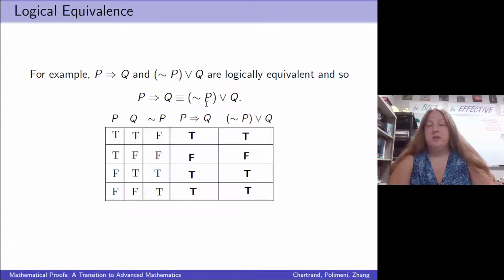And then I'm going to need a not P or Q column, so the other side of this equivalence. Here I have a disjunction, and disjunctions are only false when both statements are false. So I'm only looking for when not P and Q are both false, which happens in the second row here. Otherwise, it's true because at least one of the statements is true. Notice the two columns match identically, and that makes the two statements logically equivalent.